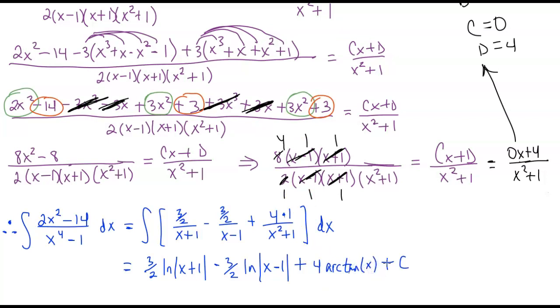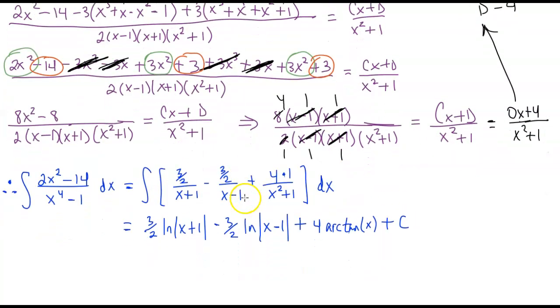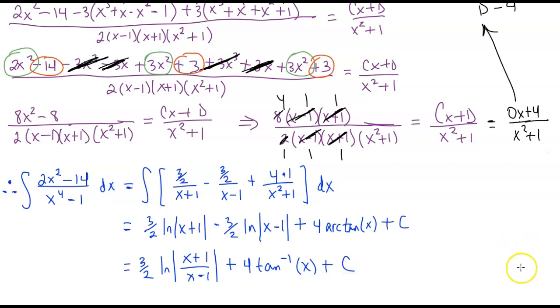Okay, and so technically that is our answer. Of course, we could simplify this and make it a bit more compact, but essentially that is it. I'll go ahead and do one more step here and just rewrite this as 3/2 times natural log of x plus 1 divided by x minus 1 plus 4. I'll write it in this form too. So tangent inverse, you can also write it that way, plus c. And so this is good enough at that point.